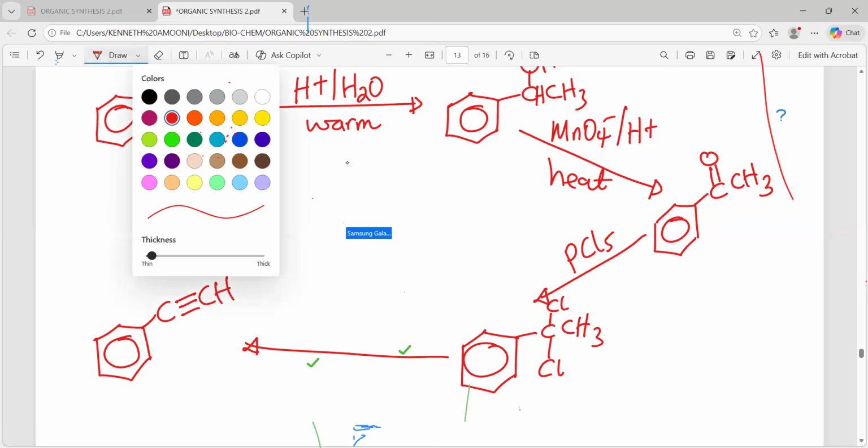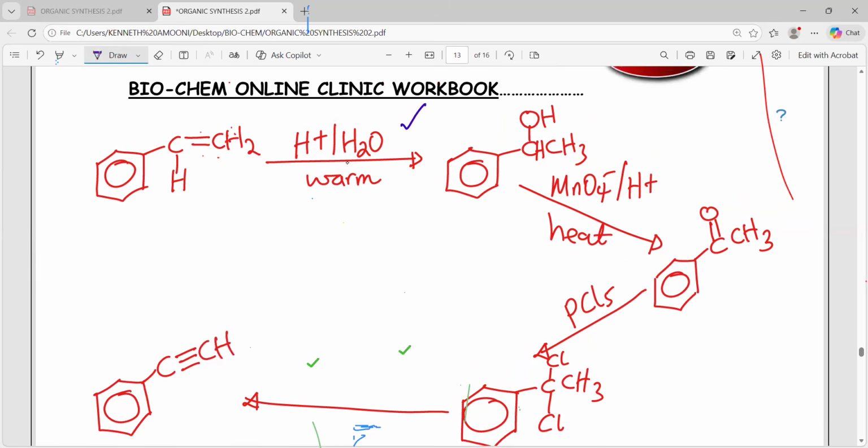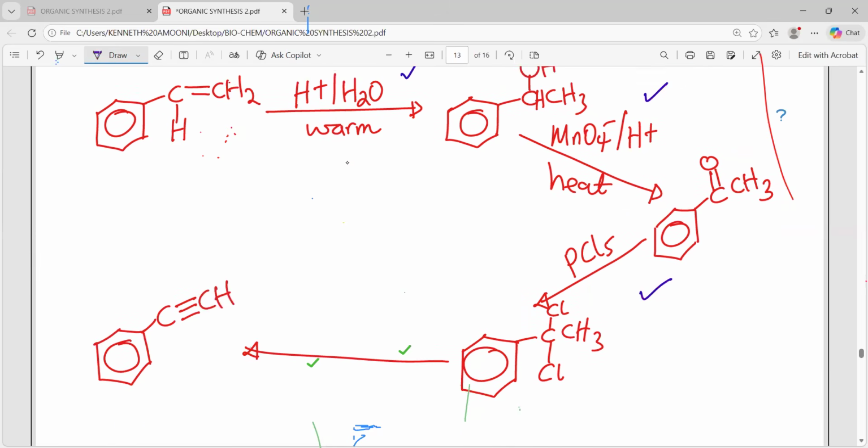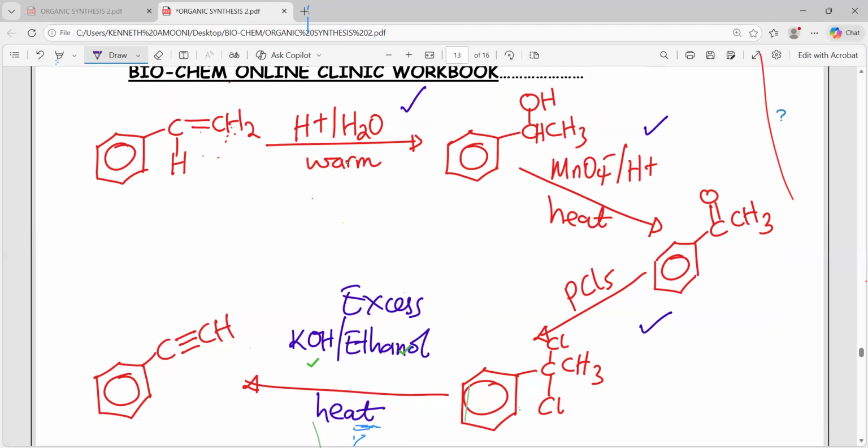This second one is taking us how many steps? It's taking us 1, 2, 3. The dehydrohalogenation, you're using potassium hydroxide in the presence of ethanol. But obviously, it's going to be excess. And then we are going to heat. So this one is taking us 6 steps. The second alternative is taking us 6 steps.